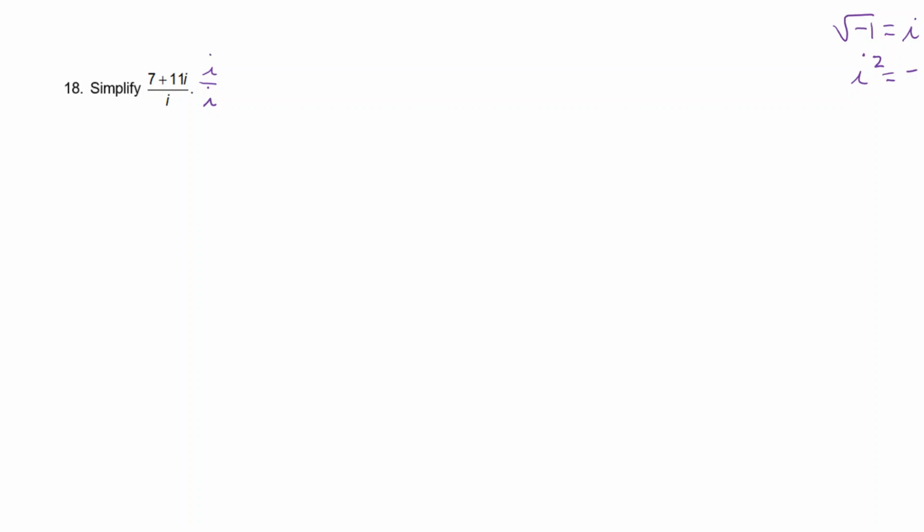And when I do that, I can distribute this i to both of these two pieces. So I end up with 7i plus 11i squared. And all of that is over i squared because we don't want to have an i in our denominator. So let's clean these up a little bit.